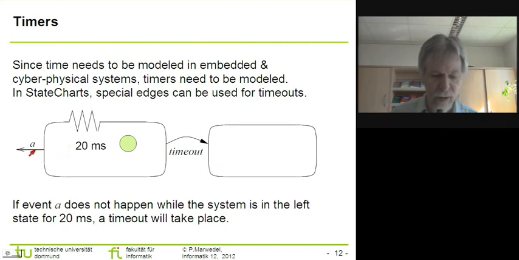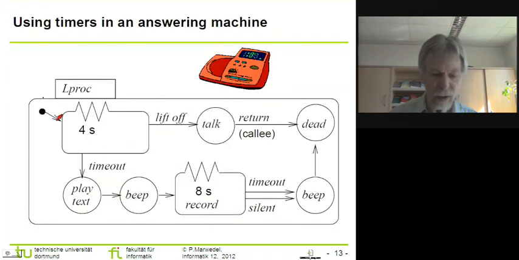So if we do not observe an input of A for 20 milliseconds, we will be using this edge, which is labeled timeout, and we will have a timeout into this next state over here. We can use this mechanism in order to implement our answering machine, in order to implement this processing superstate in the answering machine. Let's suppose that there is an incoming call. As a result of this, we will be in the state where we are waiting for seconds for the owner to pick up the handset.